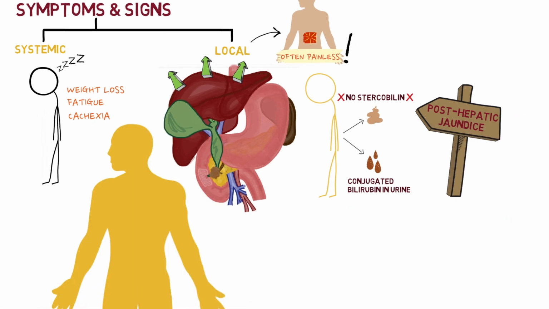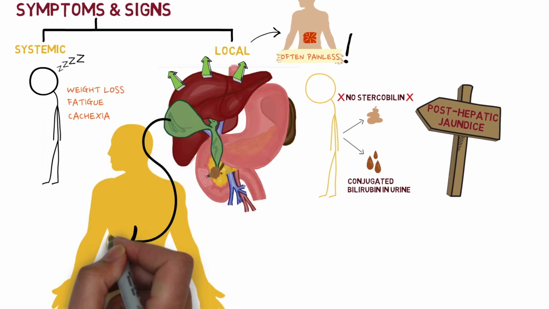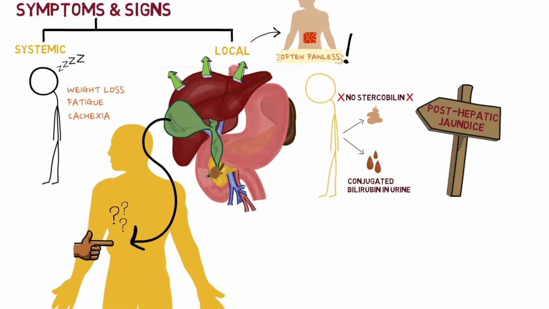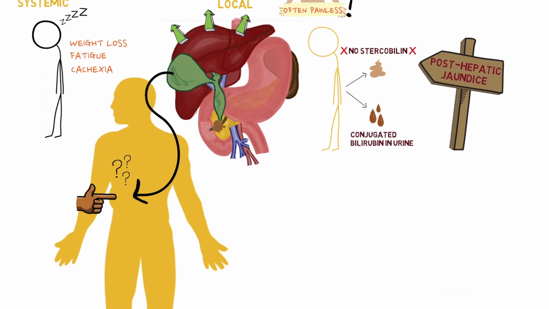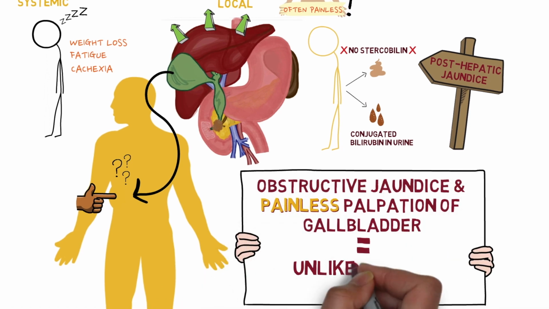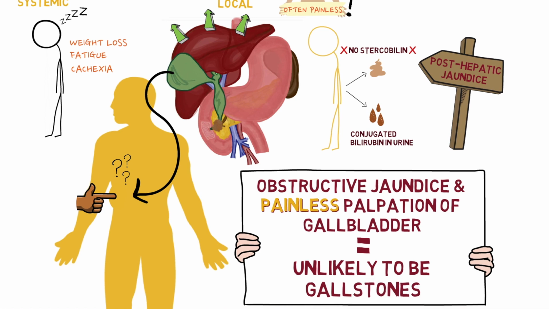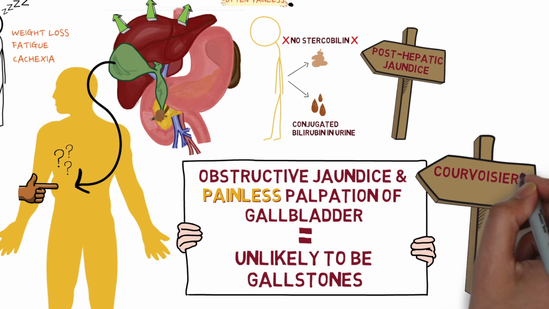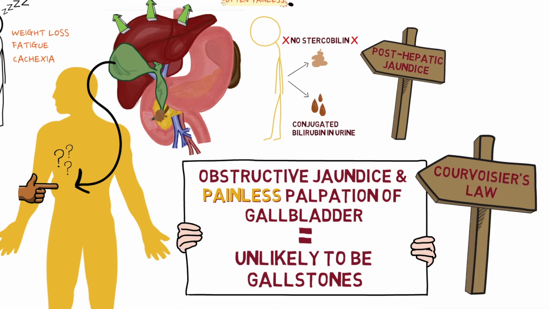On examination, there may be a palpable abdominal mass and/or an enlarged gallbladder, and upon palpation, this may be painless. Painless jaundice in the setting of a palpable mass is very unlikely to be caused by gallstones. This is known as Courvoisier's law, and in such instances, cancer of the head of the pancreas should be investigated.